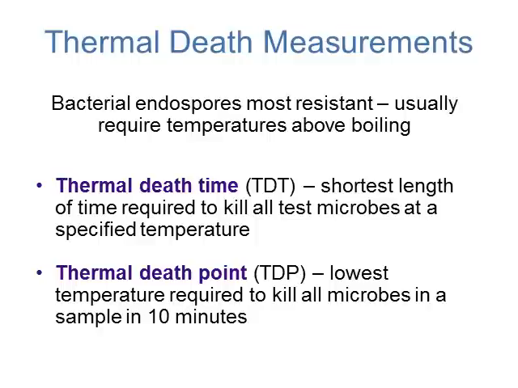You can also have something called a thermal death point, or the TDP. This is the lowest temperature required to kill all microorganisms in your sample in 10 minutes. So this is different. Here you're controlling the time, so you only have 10 minutes, but you want to figure out what temperature you have to be set at for 10 minutes in order to kill those microorganisms.